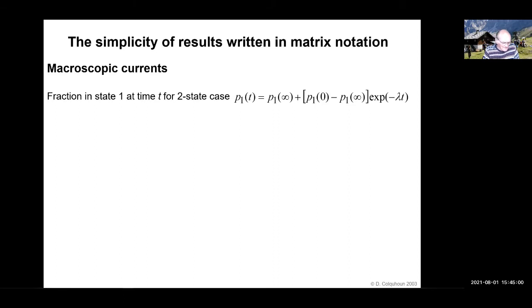We can now see the huge virtue of the matrix notation. If we are dealing with a simple two-state mechanism, like Del Castillo-Katz, like a simple binding reaction, or with only two states, not three, then we can write the macroscopic currents will decay in a way described by this simple exponential decay.